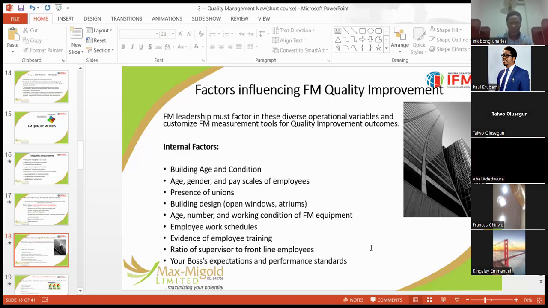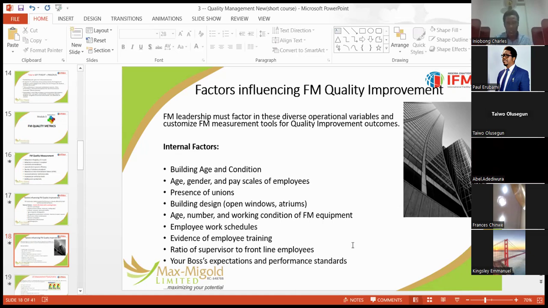Evidence of employee training. How often do you train your employees on the new things that are happening, with the new technology that is coming up? How often do you train? This training can be expensive and the company may not be able to send people for that training. So these are things that influence quality.